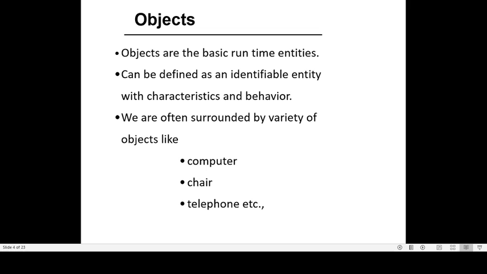Objects. Objects are the basic runtime entities. An object is nothing but an instance of the class. We are often surrounded by varieties of objects like computer, chair, telephone, etc. In C++, first you will define the class. A class is a collection of data members and member functions. For that, you are going to create the object. An instance of the class is called an object.